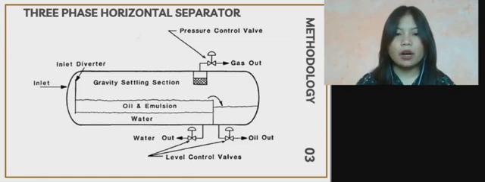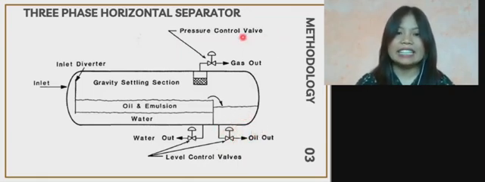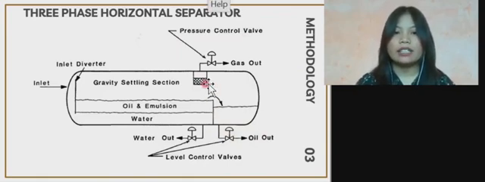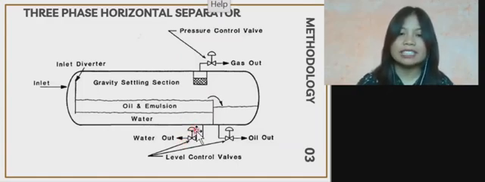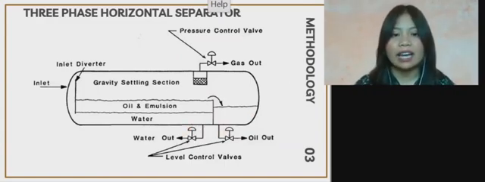The oil spills over the top of the weir, and then a level controller which operates the oil dump valve controls its level. As the interface level controller senses the height of the oil and water interface, this controller signals the water dump valve here to release as much water from the vessel as needed to maintain the oil-water interface at a design height. It depends on the design height.